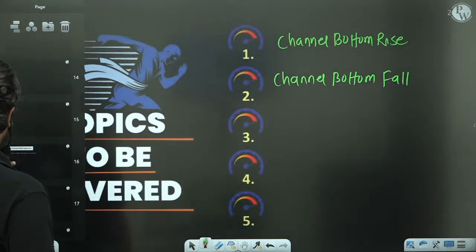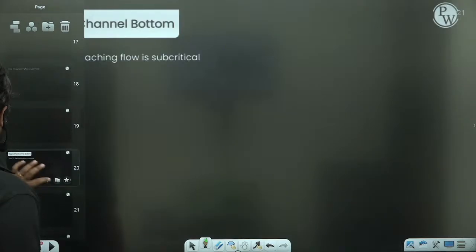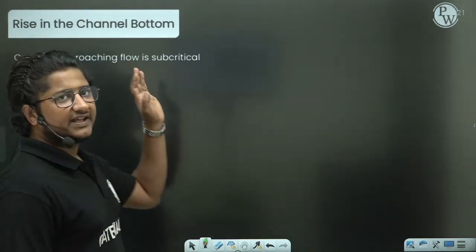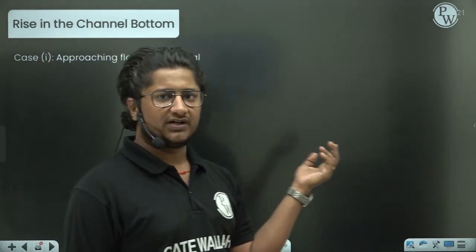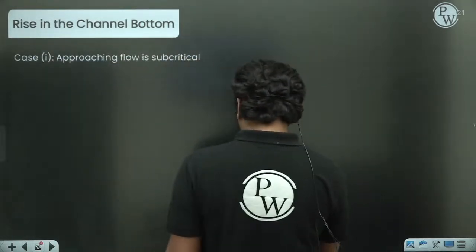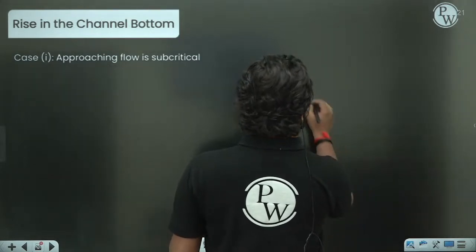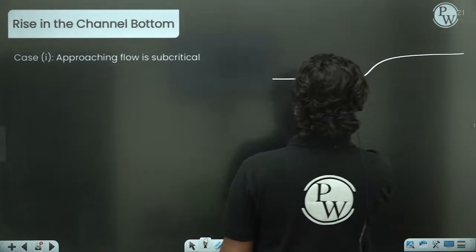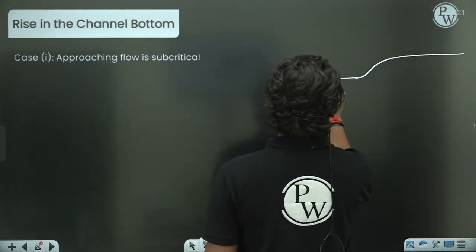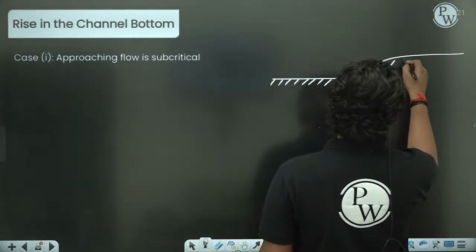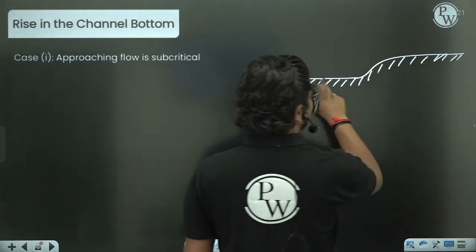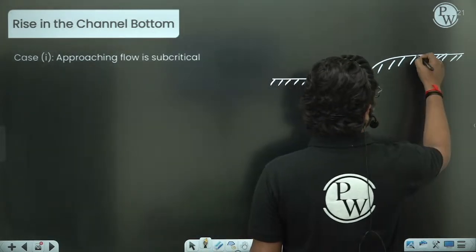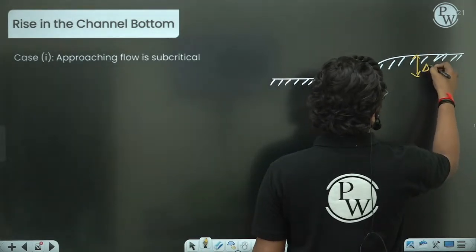Go to that case. Okay, so same thing, rise in channel bottom. First I will be taking subcritical, then I will be taking supercritical. So let me draw that first. The channel will be like this. As you can see, there is a rise. That rise height basically is delta Z.